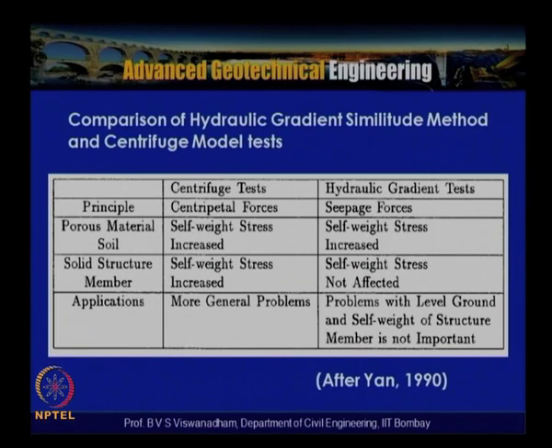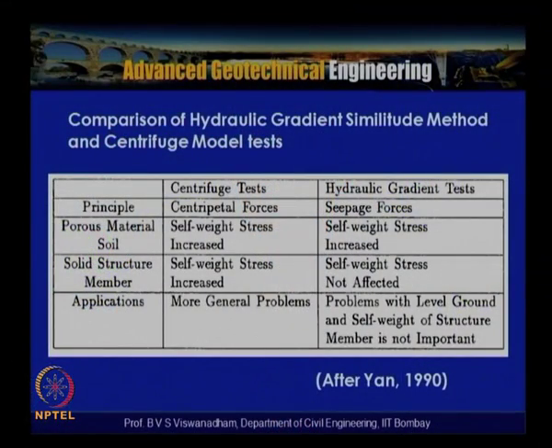And before going further, we also have discussed two possibilities of increasing the gamma. One is the variation of gamma by increasing the seepage forces, which we called the hydraulic gradient simulator method. And in the centrifuge model test we said that this is possible by subjecting a model to high gravities. This is done by rotating about a vertical axis in a horizontal plane. So if you compare the basic principle, in the centrifuge model test centripetal forces act towards the center on the model, and in the hydraulic gradient test seepage forces act.